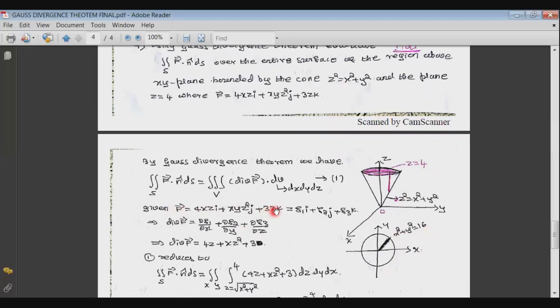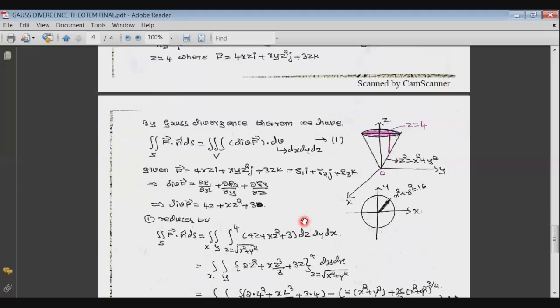Now, they have given the vector f bar like this, that is of the form f1 i plus f2 j plus f3 k, and the divergence of that one is given by the partial derivative of f1 with respect to x plus the partial derivative of f2 with respect to y plus the partial derivative of f3 with respect to z.